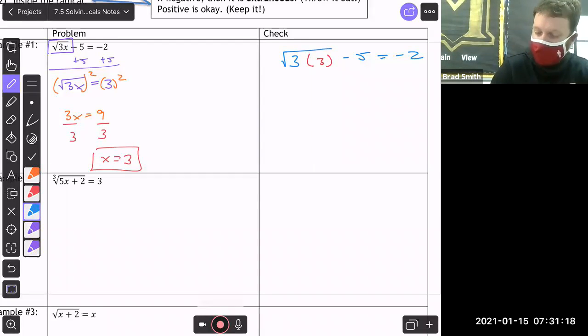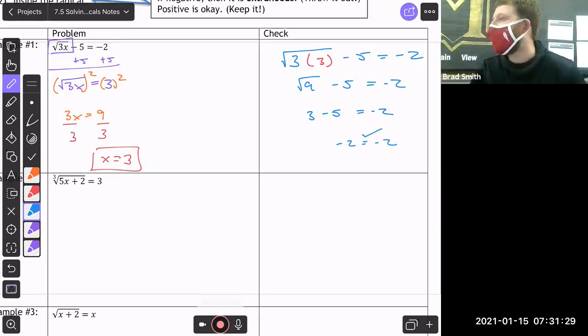So let's solve it. Square root of 3 times 3, so I got square root of 9 minus 5 equals -2. So 3 minus 5 equals -2. -2 equals -2, and it checks out. I like to always plug it back in the original in case I made a mistake.